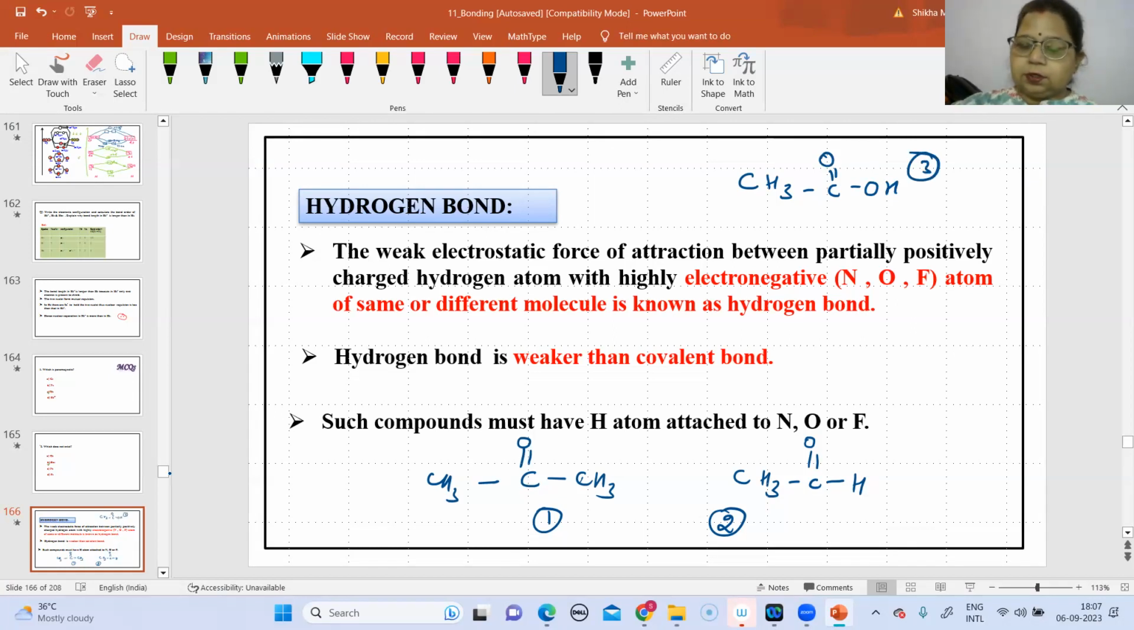This is compound number 3. Out of these 3, the answer can be none of them will form hydrogen bond. The answer can be all 3 of them will form a bond. Maybe 2 will form, 1 will not form. So please use your judgment and the definition given here.